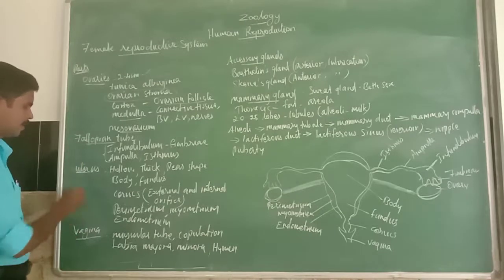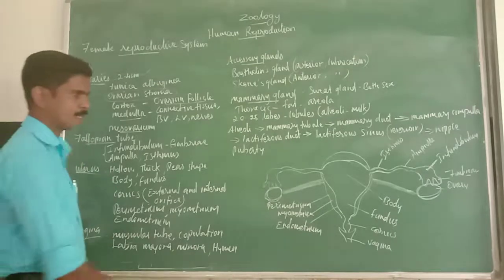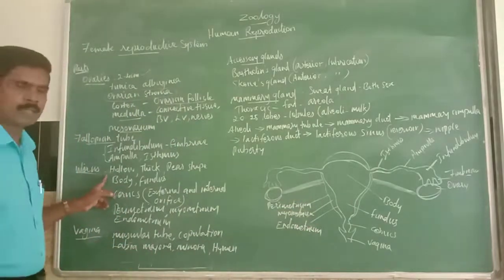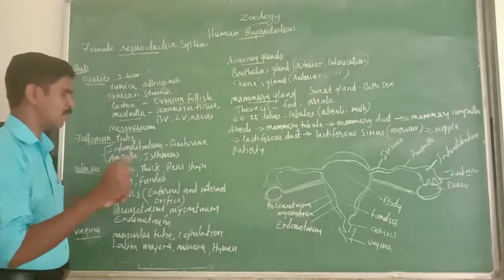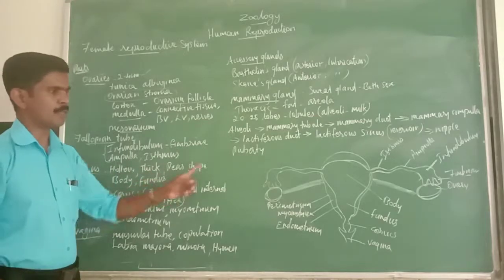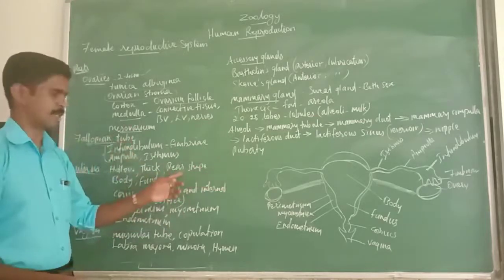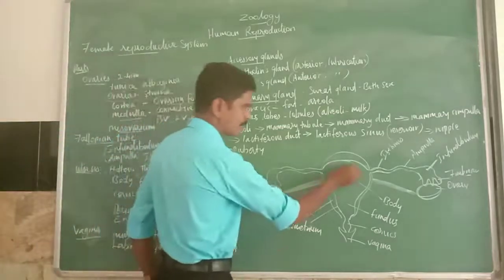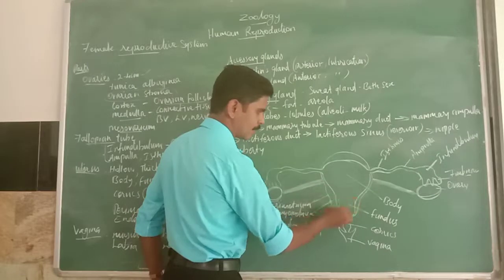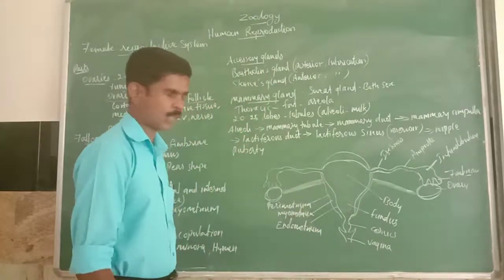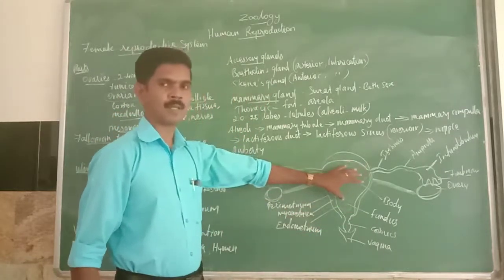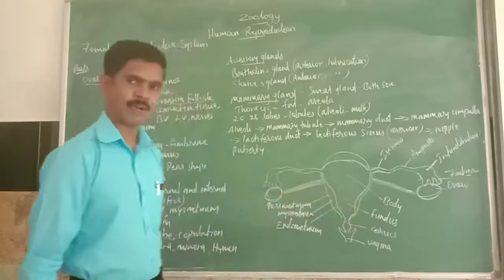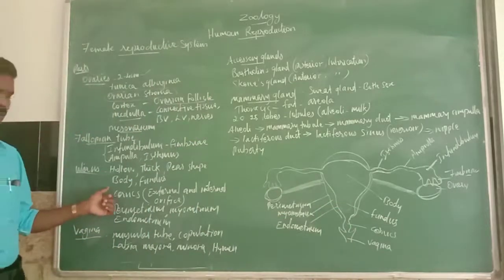Then the next part is the uterus. This region is called the uterus region. The uterus is a hollow, thick muscular organ, and its shape is an inverted pear shape. It has two regions. This region is called the body region, and the body is the major part of the uterus. Below this, one more region is there, called the fundus region.